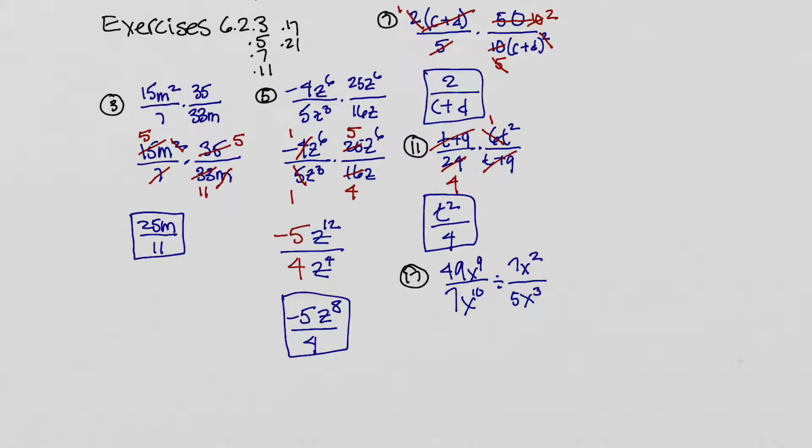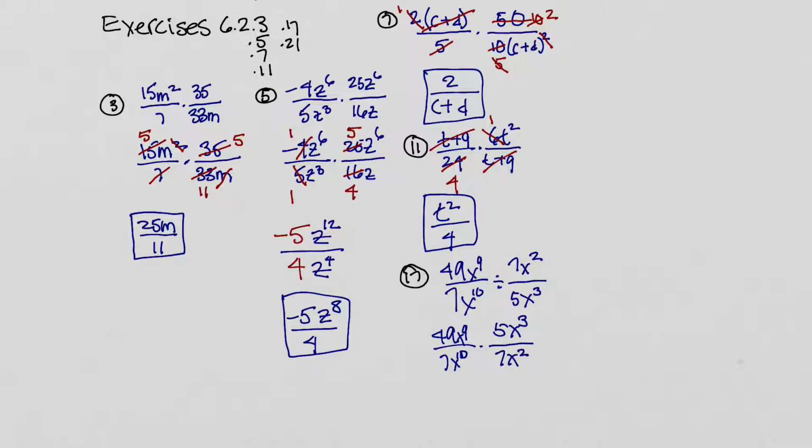In number 17, this problem is a division, right? We got a division. And division, what we do is we multiply, change the division to multiplication of the reciprocal. I learned it a long time ago as invert and multiply. So let's invert this divisor over here. We'll get 49 x to the 9th over 7x to the 10th times, now invert this one, 5x cubed over 7x squared.